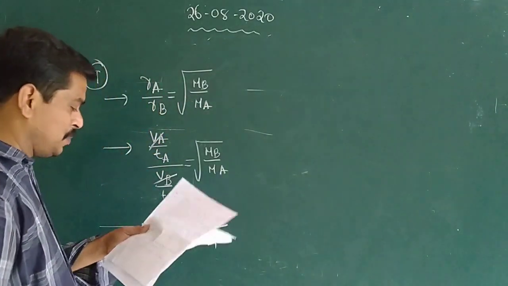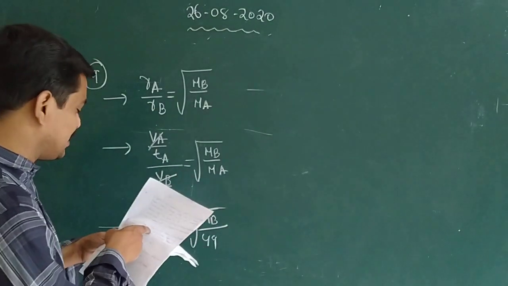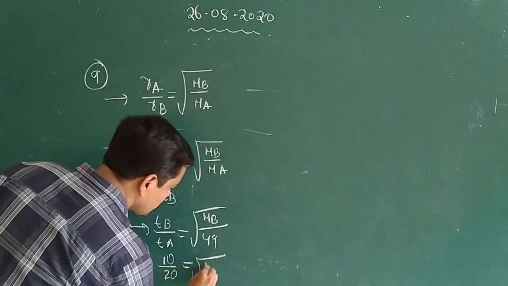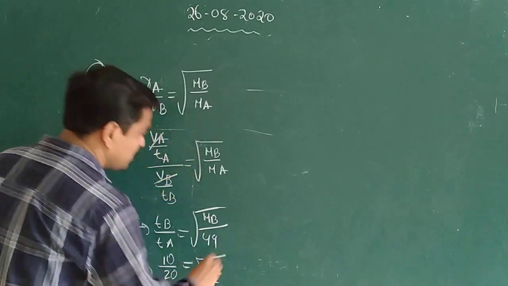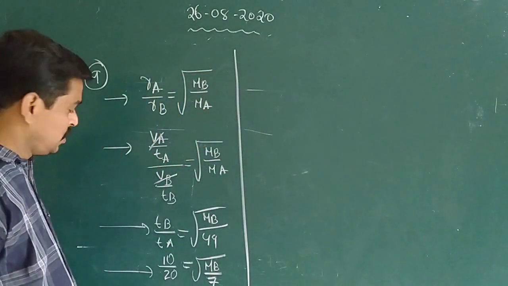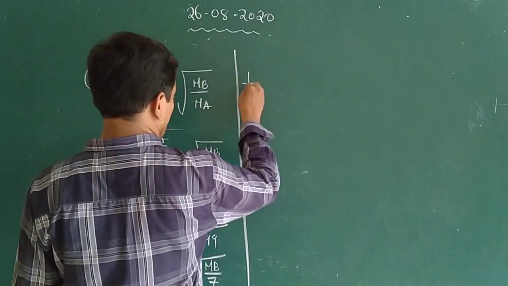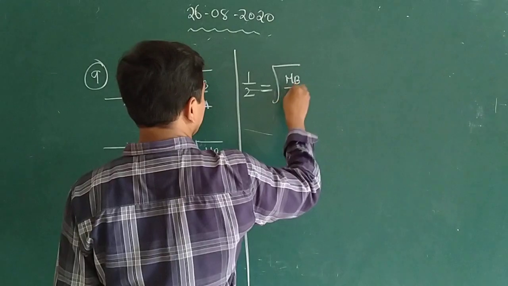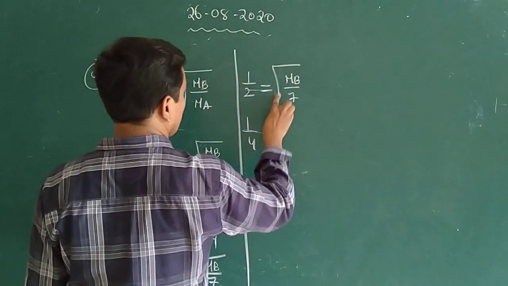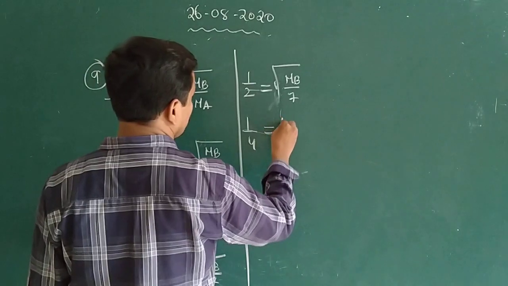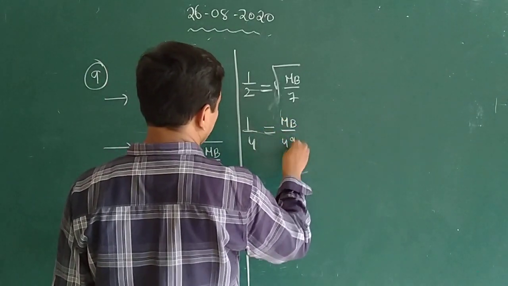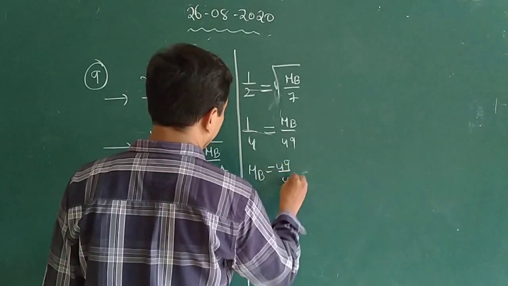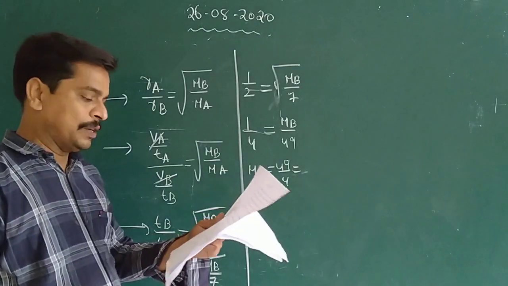So TB is given as how much, students? TB by TA is 10 by 20, which is equal to square root of MB by 7. That means 1 by 2 is equal to square root of MB by 7. That means 1 by 4 is equal to MB by 49, because of squaring on both sides. MB is equal to 49 by 4, which is approximately 12.25, students.